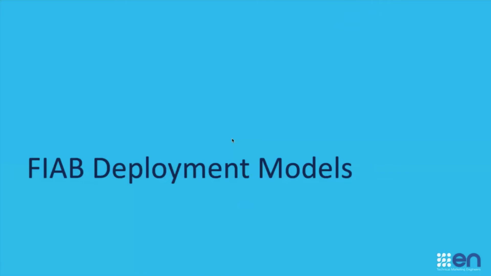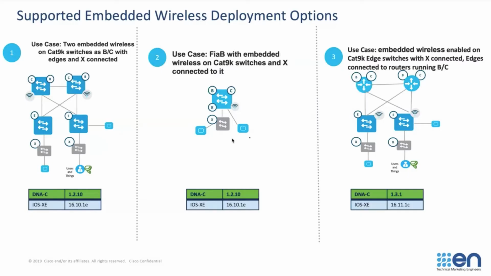So with that, let me move on to the last topic, which is the Fabric in a Box deployment models. We started supporting the embedded wireless LAN controller typically on the 9K switches, starting with the 1.2.10 release, which runs IOS XE 16.10. So we started supporting it on 9Ks, where we could run a border and control as well as the embedded wireless LAN controller functionality on the 9K boxes.